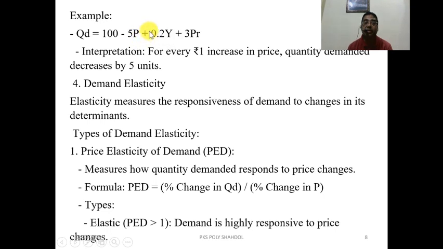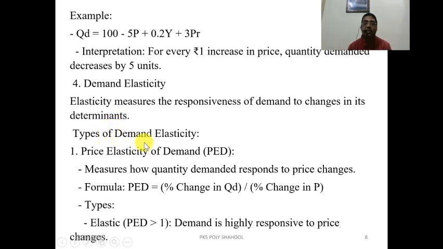This is the plus sign because it is in front of this factor. So the sign in front of this factor indicates whether the demand goes up or down. Therefore, this is the function equation of demand, quantity demanded. Now, demand elasticity. Elasticity measures the responsiveness of demand to change in its determinants.